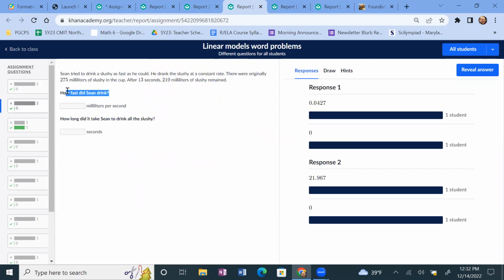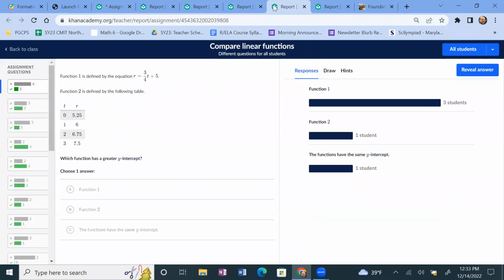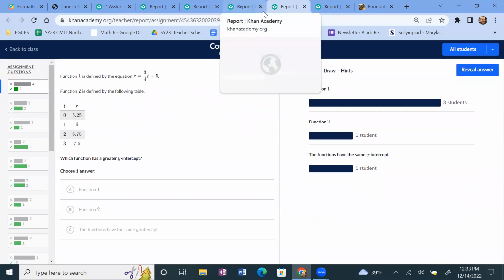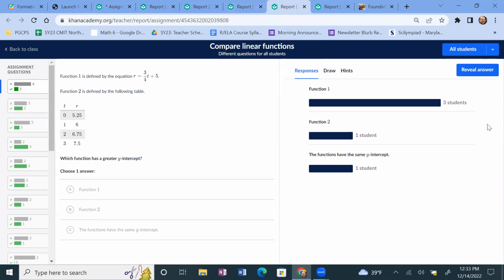Aha, they want to know the slope, and they've given you 2 points. So they gave you 2 points, find the slope. How long did it take for him to drink all of his slushy? That's the end of the situation. That's the x-intercept. So you see, once you know that you're looking for the x-intercept, the y-intercept, or the slope, once you know what to look for, it becomes not too bad.